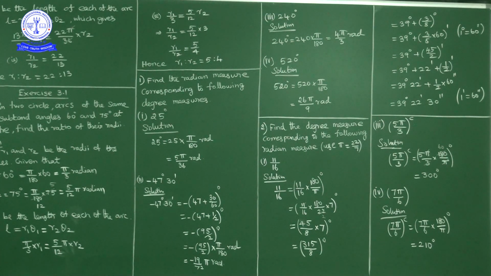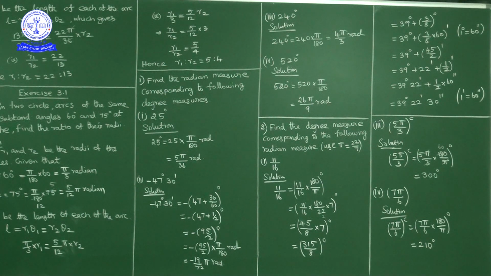Second question: find the degree measure corresponding to the following radian measure. Use pi is equal to 22 upon 7. Now here they give radians, and we have to convert to degrees. One basic thing I told you to remember always: 180 degrees is equal to pi radians. So 1 radian is equal to 180 by pi degrees. So 2 radians is equal to 2 into 180 by pi degrees, like that.